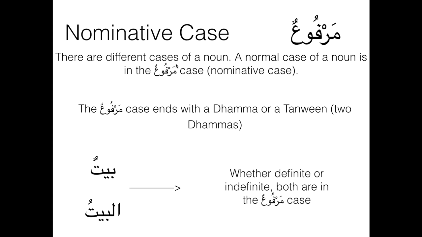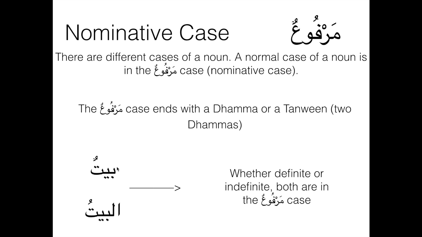Let's take a look at the first case. This first case is called the nominative case. In Arabic, we call it marfu'. I'll be using the word marfu' because it's important you know the Arabic terminology. There are different cases of a noun. The normal case of a noun is the marfu' case. This is the nominative case.